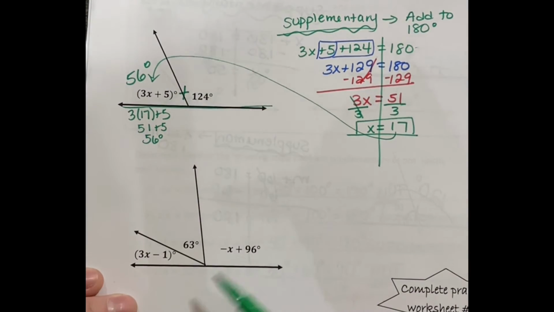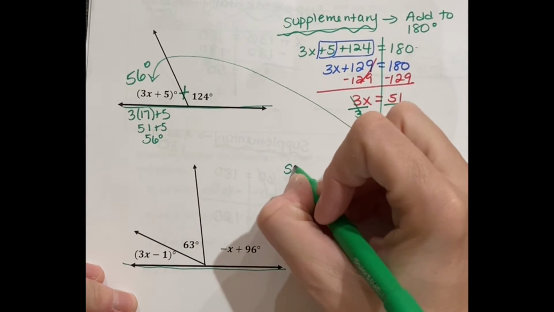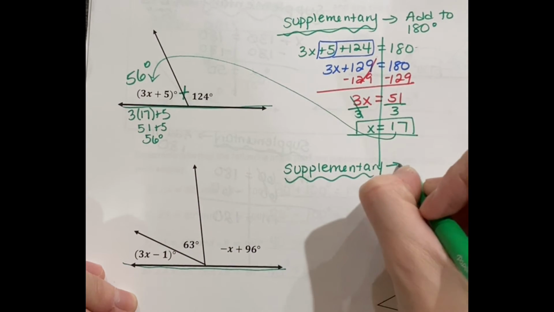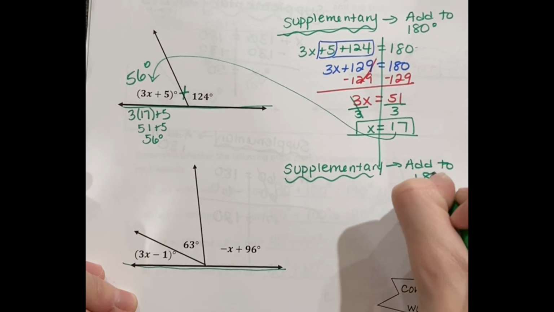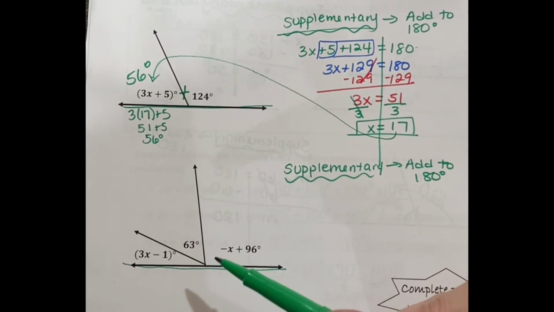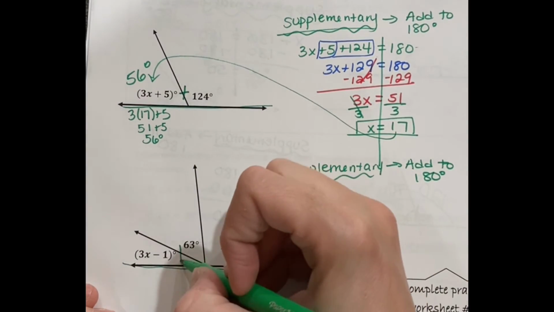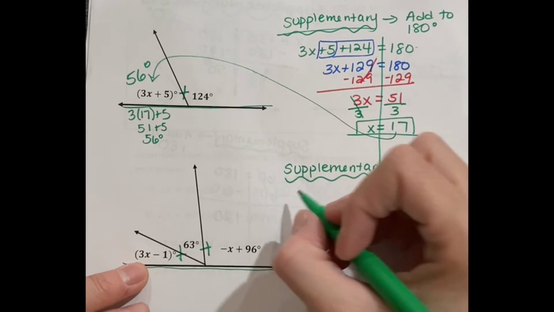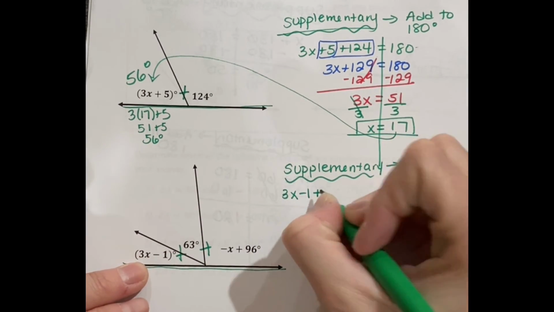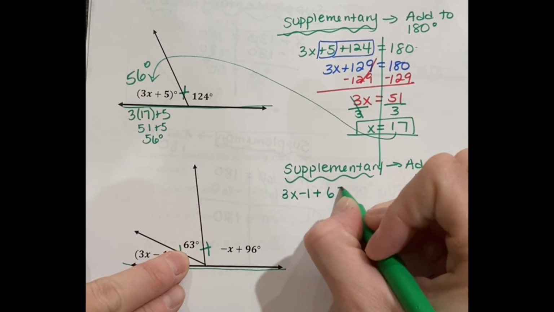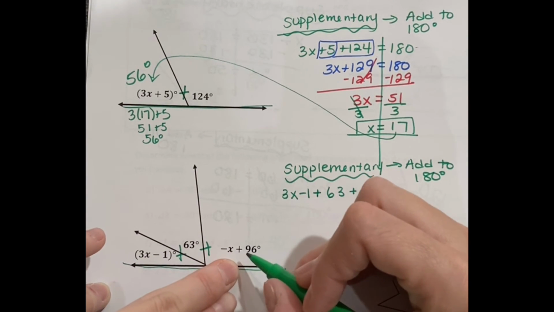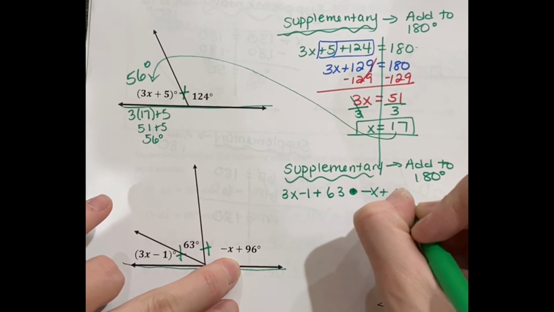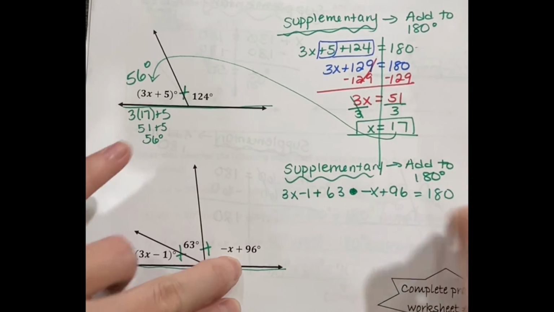So now, looking at the third example, I notice that there is a straight line there. And I know straight lines are supplementary, which means that they add to 180 degrees. So here, there are actually 3 different angles, though. So I need to add all of those angles to equal 180 degrees. So I'm going to add my first angle, which is 3x minus 1, plus my second angle, which is 63, plus that third angle, which is a negative x, plus 96. And they all need to equal 180 degrees.